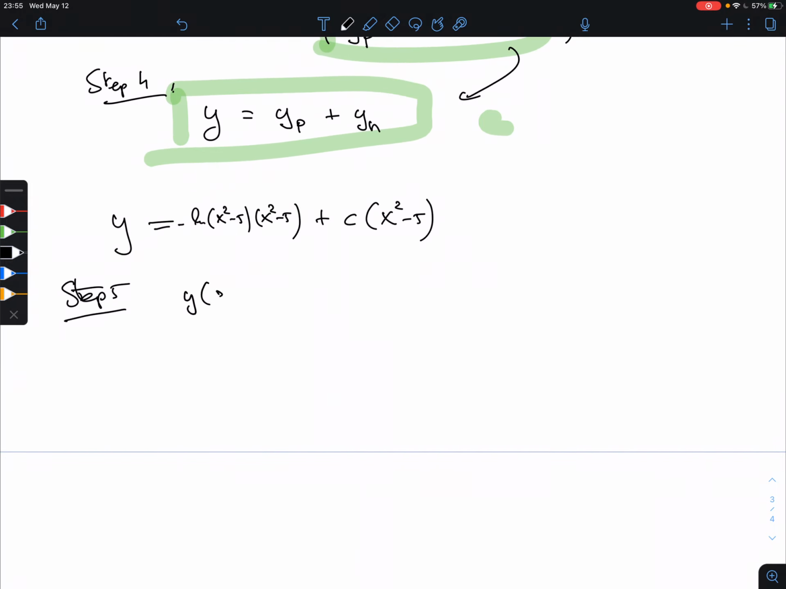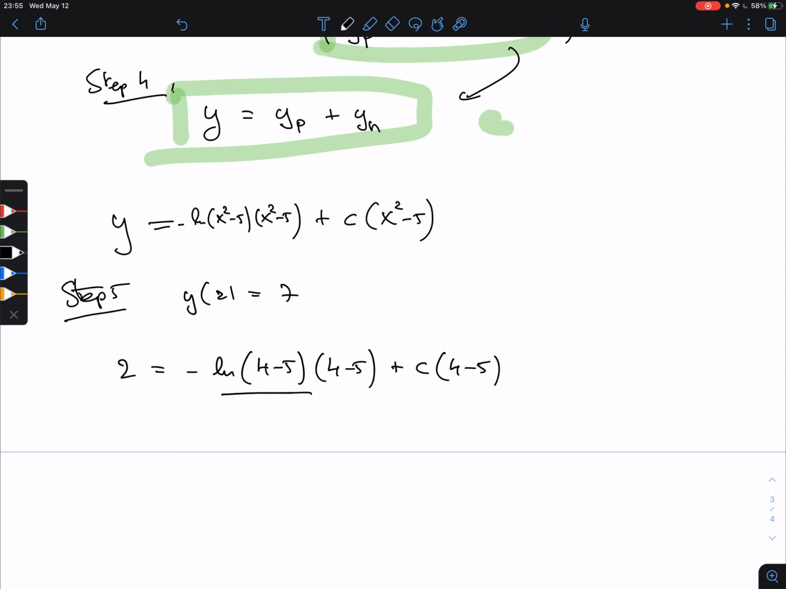So y of 2 is 7, so let's plug it in. 2 equals minus ln |4 minus 5| times (4 minus 5) plus c times (4 minus 5). Now, you see here already why there's a problem, because ln of 4 minus 5 is ln of negative 1. That's not a problem except for here.